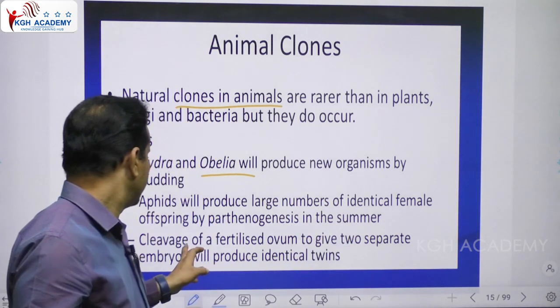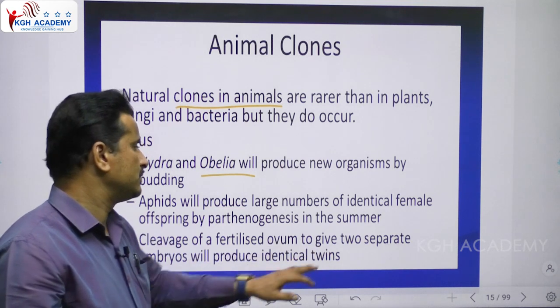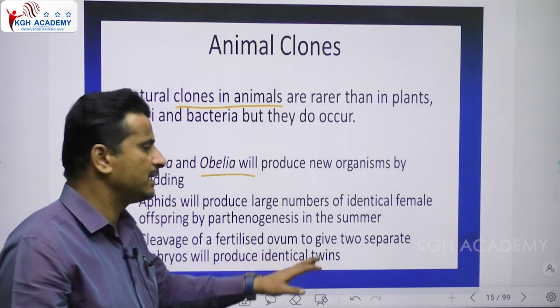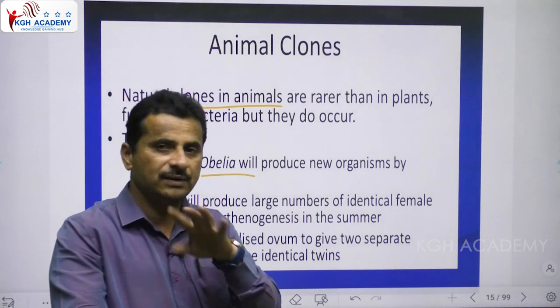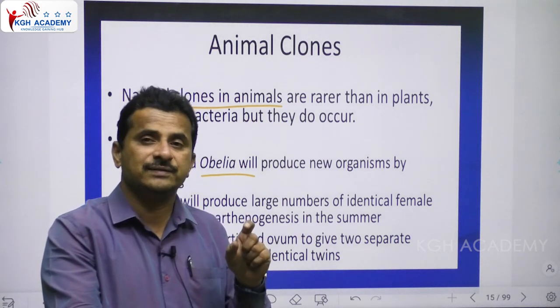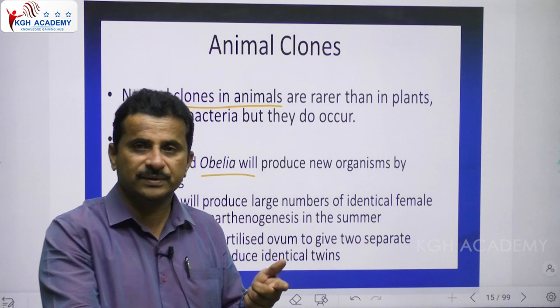See, cleavage of a fertilized ovum to give two separate embryos will produce identical twins. So indirectly, in humans, identical twins are also one type of cloning. Natural cloning.